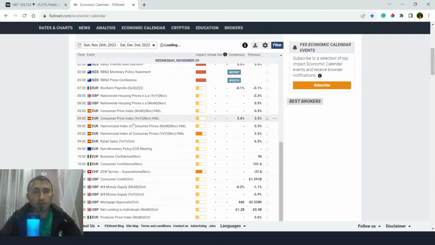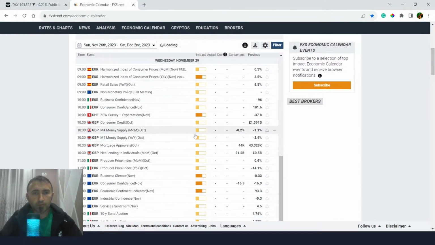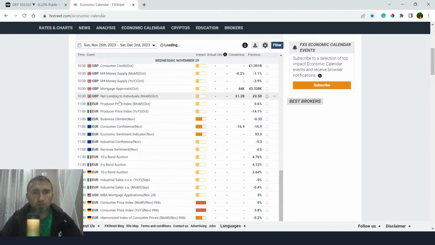Wednesday, during the opening of the London market, all this data is very soft. These are from Spain, very soft data. So during the first part of the day it will be almost empty, with some medium important data: business climate, consumer confidence, and economic sentiment indicator. This may create some small moves, but not moves that may change the price direction.